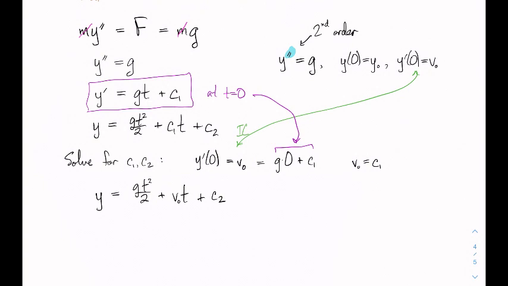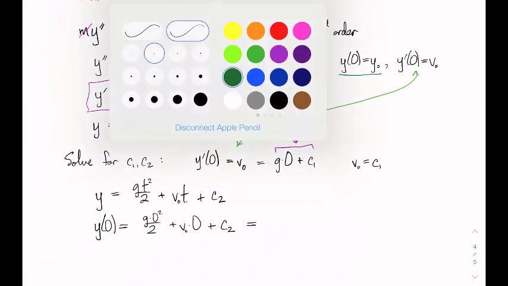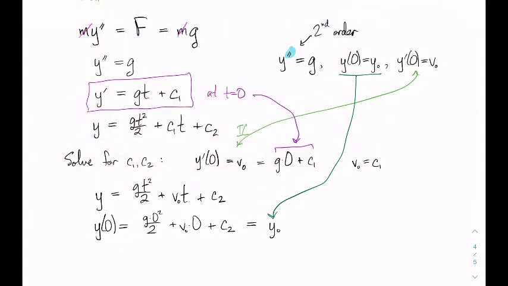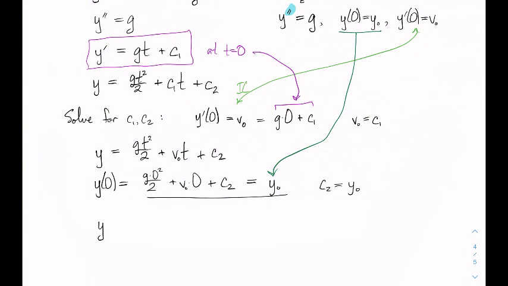And now we can use our other initial condition over here and say, okay, if we evaluate at time 0, y of 0 is going to be g times 0 squared over 2 plus v naught times 0 plus c2, by evaluating it at t equals 0. And on the other hand, we have that this is going to be equal to y0. And so looking at this latter equation from left to right, we see that c2 is equal to our initial position, and so that gives us that y as a function of t is given by gt squared over 2 plus v naught t plus our initial position y naught.